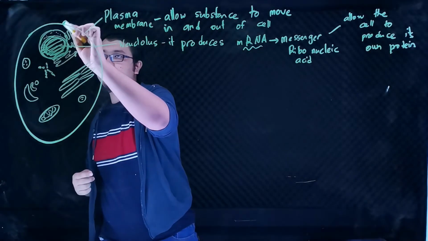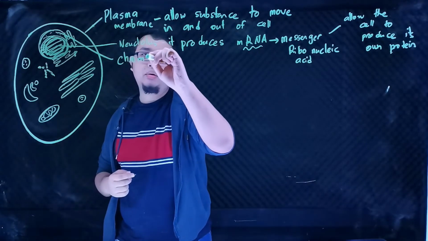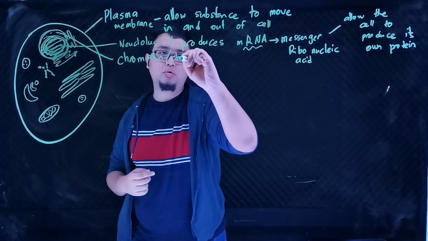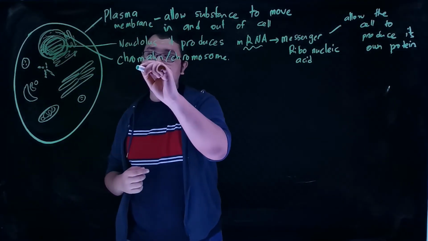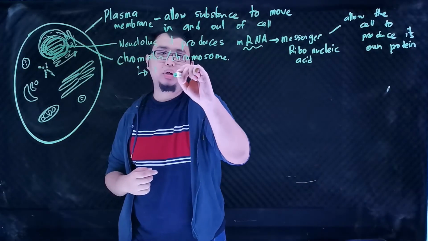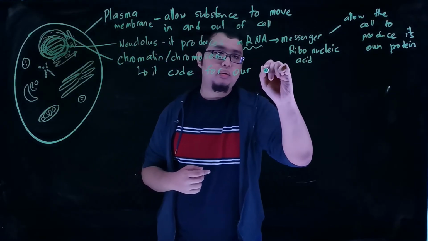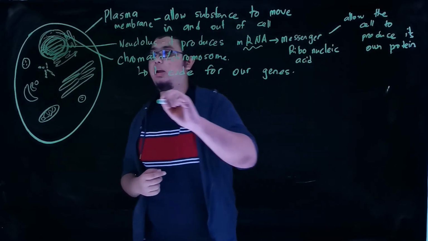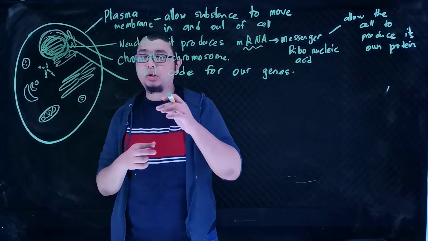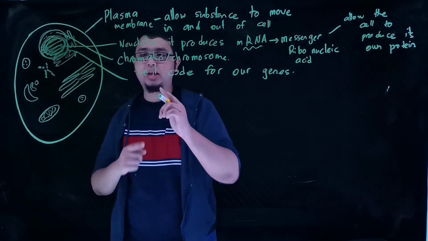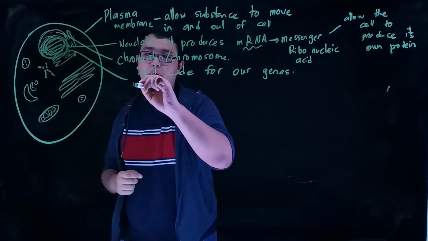And then, still inside the cell, we have our chromatin or chromosome. What this does is that it codes for our genetics. And then, of course, we have spaces surrounding our nucleus that allow substances to move in and out of the nucleus, which is our nuclear pore.